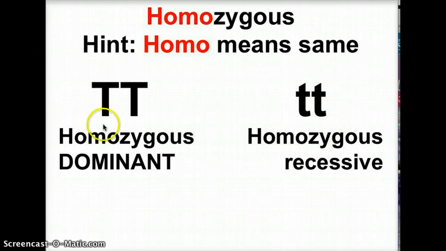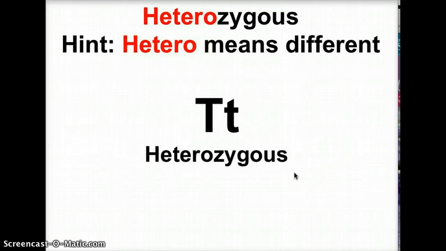Two capital letters is homozygous dominant. Two lowercase letters is homozygous recessive. This example shows a heterozygous combination. Heterozygous means having two different alleles for a particular gene. A pairing of a capital letter and a lowercase letter is heterozygous.